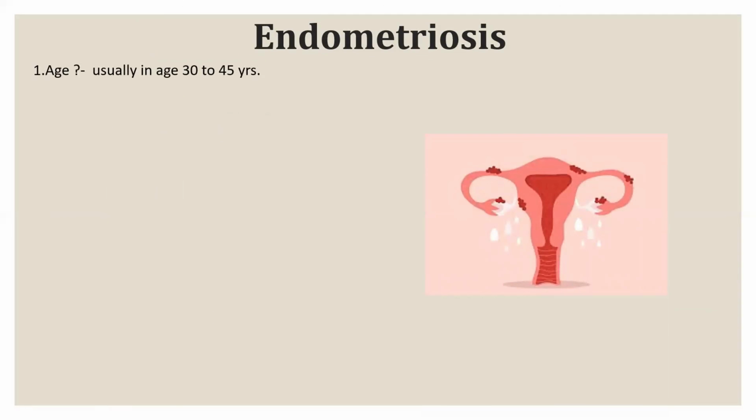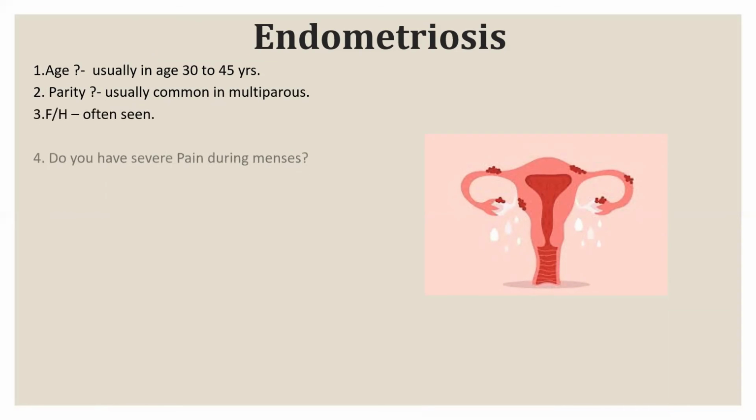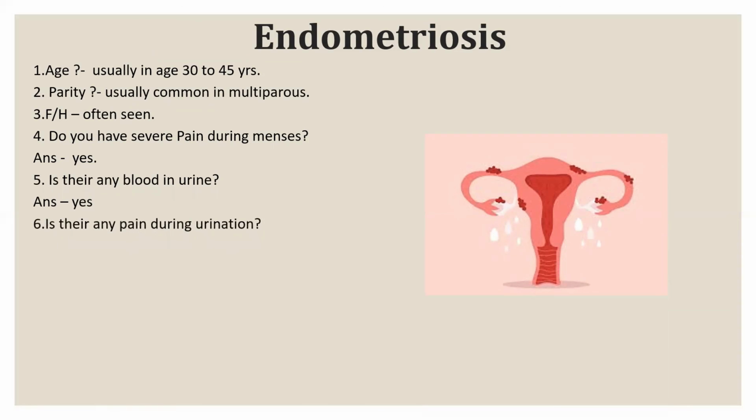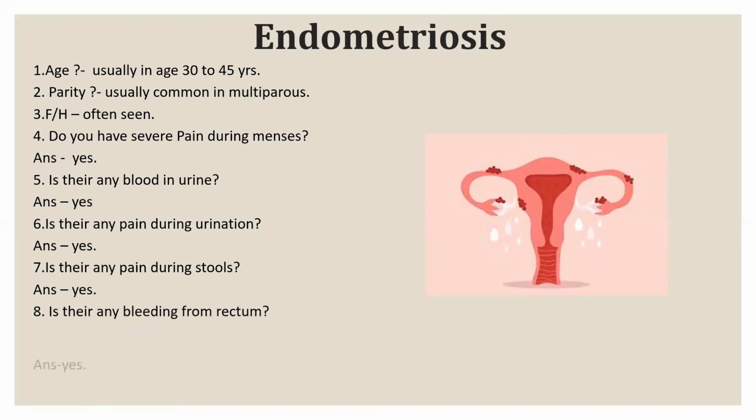Now we'll see endometriosis. Age usually 30 to 45 years. Parity: usually common in multiparous. Family history is often seen. Do you have any severe pain during menses? We'll ask the patient. She'll say yes. Is there any blood in urine? Yes. Is there any pain during urination? Yes. Is there any pain during stools? They'll say yes. Is there any bleeding from rectum? Usually bleeding will also be present.